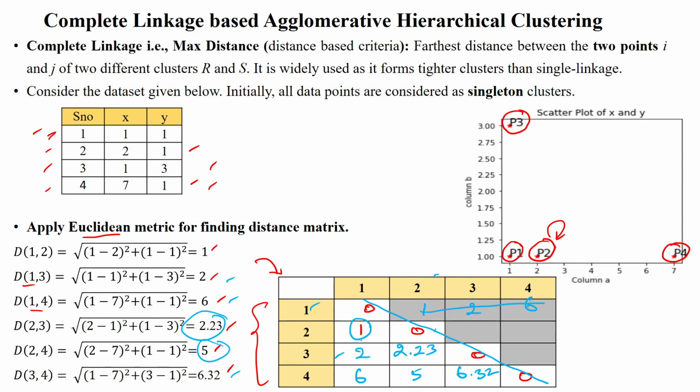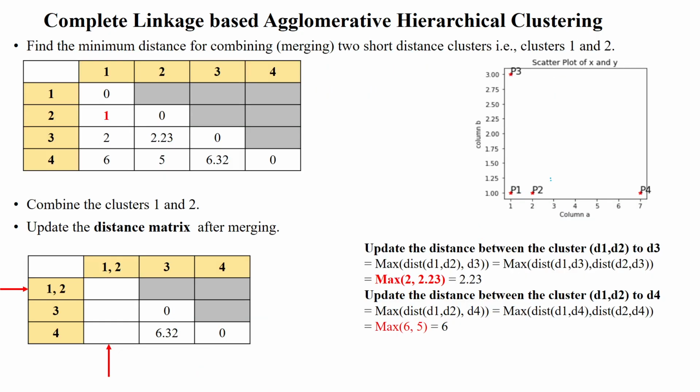Now from this distance matrix, select the minimum value. Among the given distance matrix values, 1 is the minimum value, so we select that. These two data points are close to each other, that means 1 and 2 are closer to each other than these other data points. So now we are going to combine P1 and P2 by selecting the minimum distance 1. After combining, update the distance matrix.